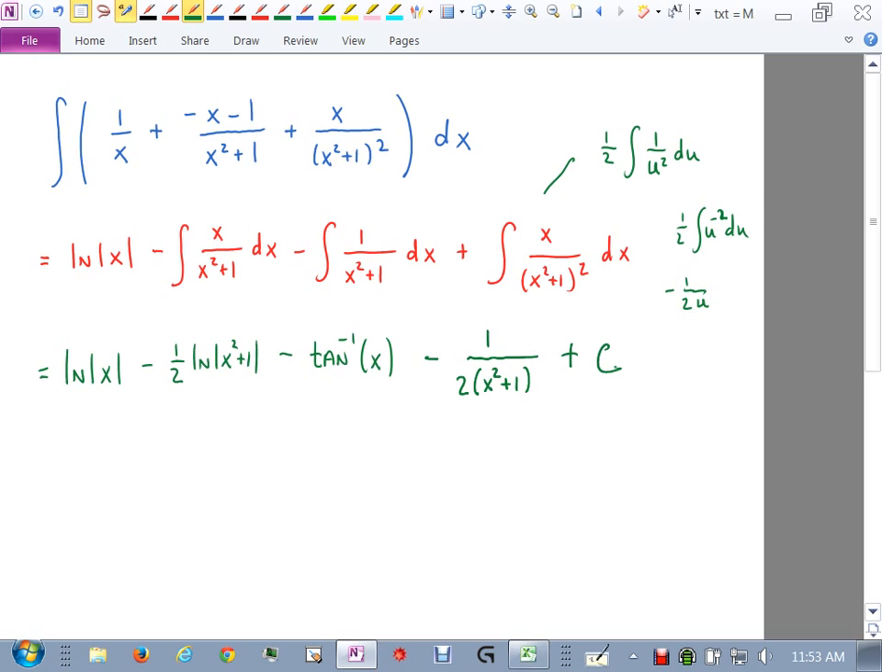I would just encourage you on your own to finish this one up. If you need to, do the u substitution and do those. You should get this, plus a constant. That's it. That's what it's all about. Okay?